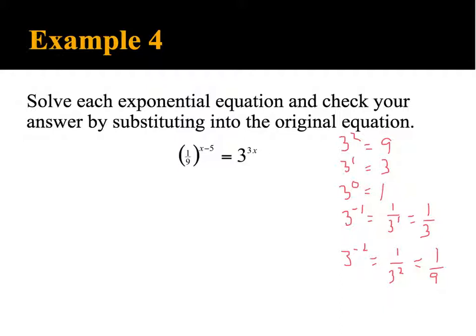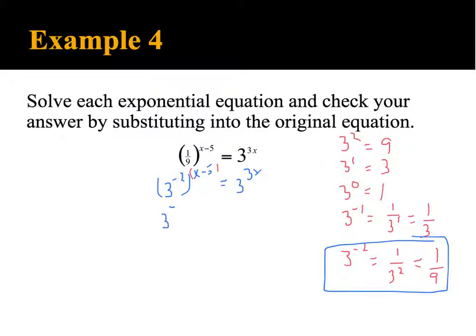And so here's a way I can relate. I know I can replace 1/9 by 3 to the negative 2. So when I try this, I say 3 to the negative 2, to the x minus 5, is equal to 3 to the 3x. Here on the left, I need to distribute. I need to put x minus 5 in parentheses and then distribute this. So I get 3 to the negative 2 times (x minus 5) is equal to 3 to the 3x.